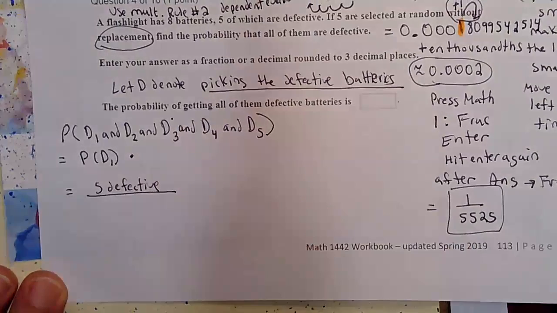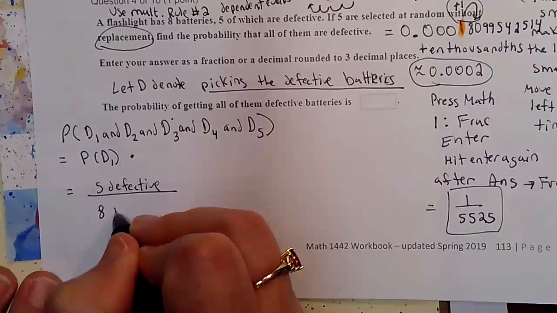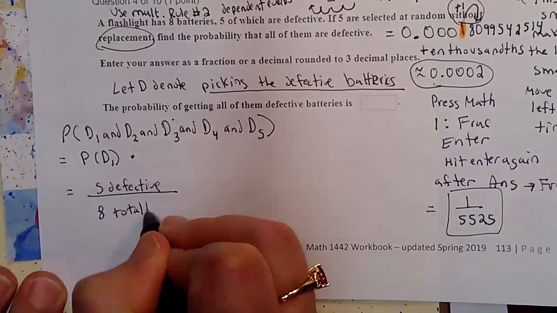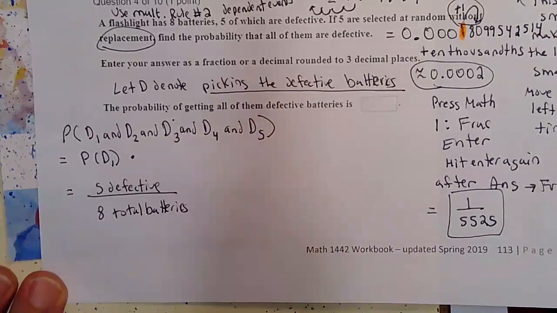And you're also choosing 5. Okay, it's just coincidence there. But you have 5 that are defective and you have a total of 8 batteries. Not all of them are defective. 3 of them are not.